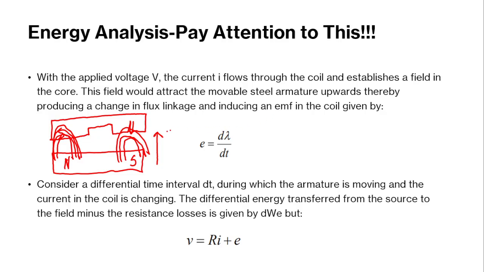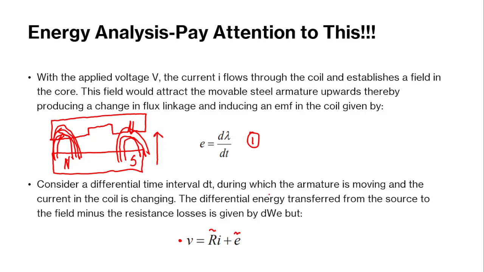So the induced EMF from the magnetic field is basically caused by the change in flux linkage per unit time. Basically, the change in flux linkage will give you the induced EMF. So the faster you change the flux, the higher the induced EMF. Okay? That's basically the first piece. And then consider differential time, whatever the case is. So this V now will basically be R times I plus E.